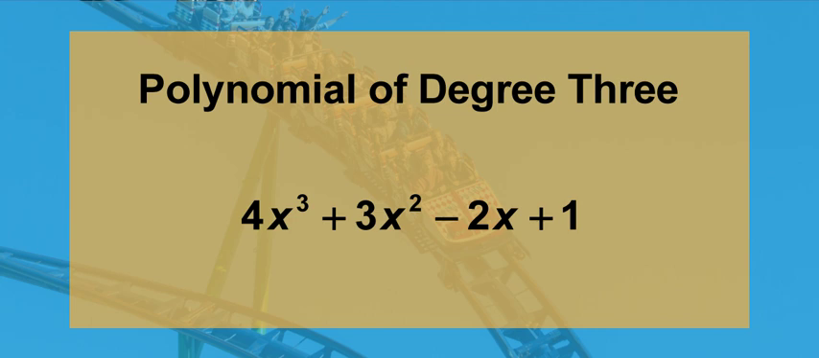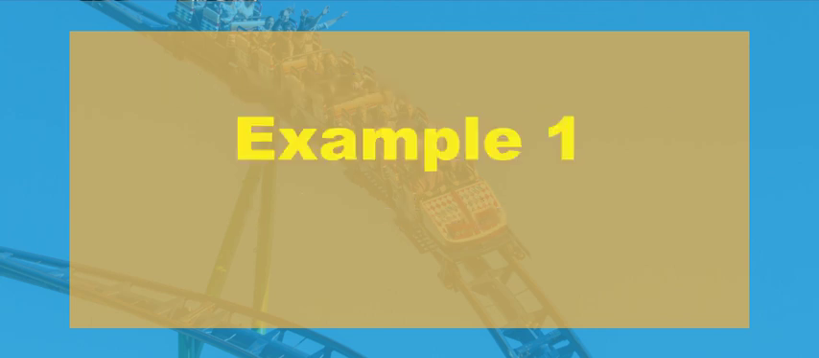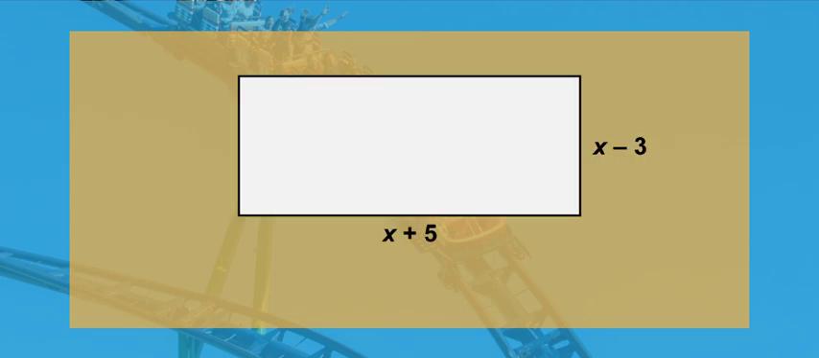Now that you've seen the structure of a polynomial, let's look at examples of using polynomials. This rectangle has a length of x plus 5 and a width of x minus 3. So the dimensions of the rectangle are based on linear binomials. The area of this rectangle is the product of these binomials, and the product is shown here. The area is a trinomial of degree 2, or a quadratic polynomial.